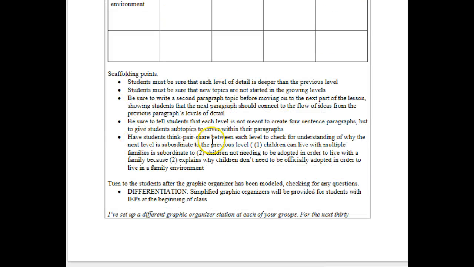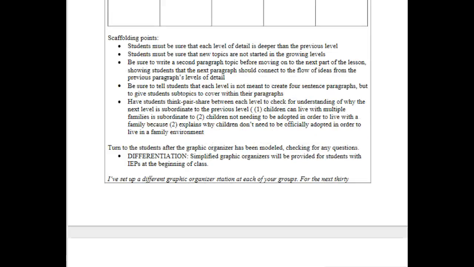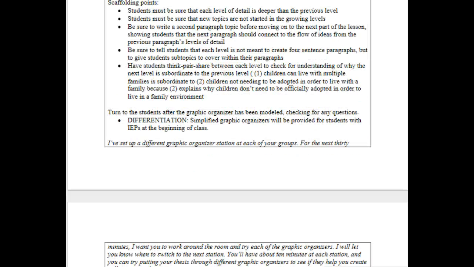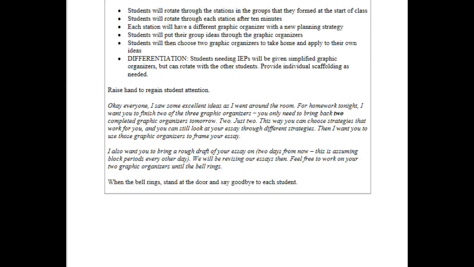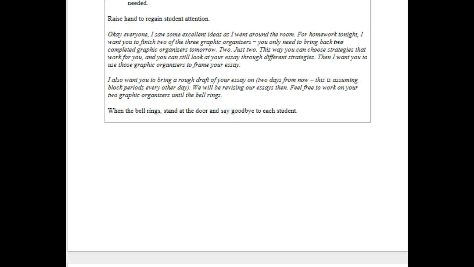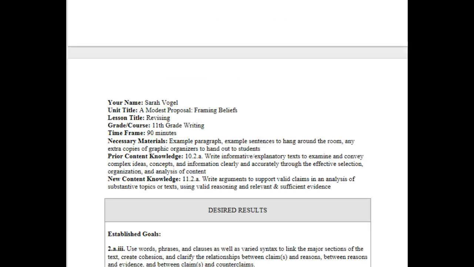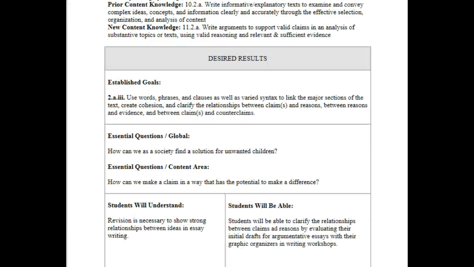I like the fact that you have some very specific scaffolding points here, and I think this is the second moment of differentiation that I've noticed in here: simplified graphic organizer. And so I'm glad to see that you're thinking about those pieces occasionally, okay? So then, getting the students' attention and closing out class. Okay. And I love to see the fact that you're thinking about closing out class every day nicely too.